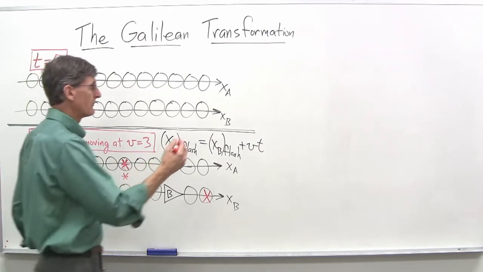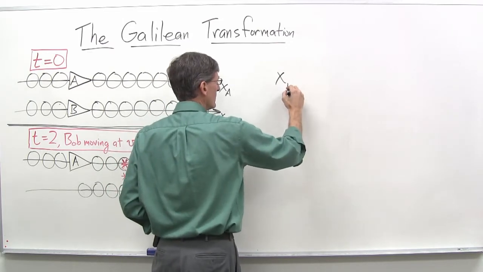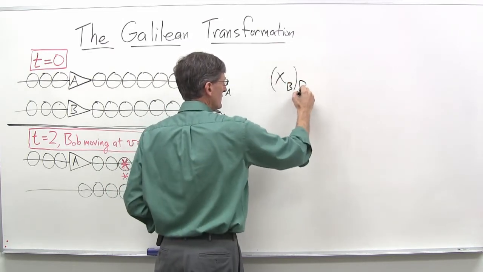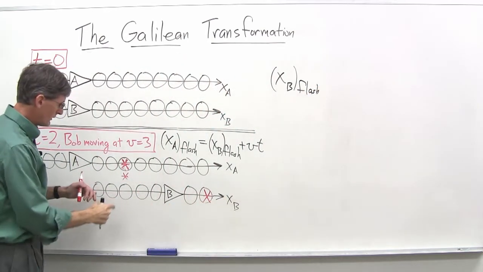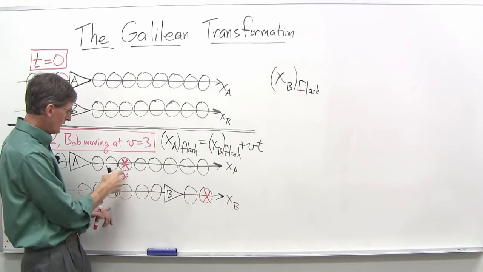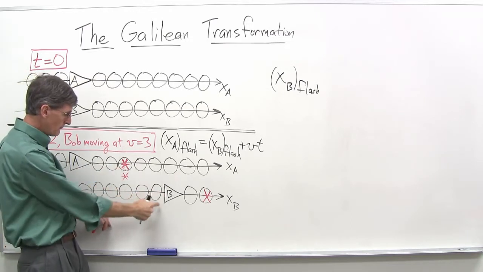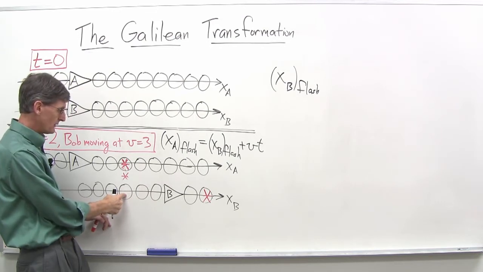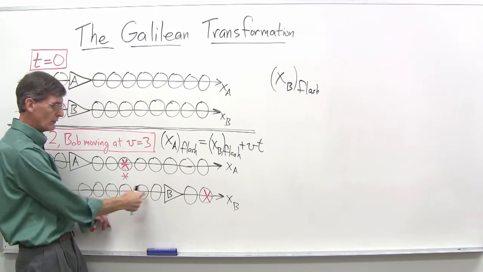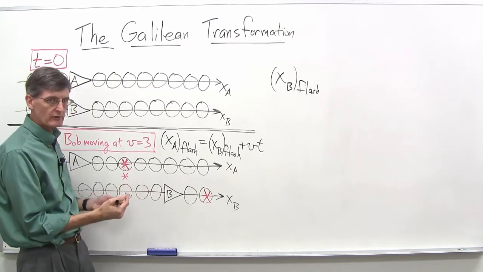Well, let's think about this a minute. We can write the equation like this. So we've got x Bob of the flash is going to be, well, we can just read off the diagram here. To Alice, it occurs at position 3. To Bob, it occurs at position -3: 1, 2, 3, going backwards here. So how is that working? Well, let's see if something like this works.